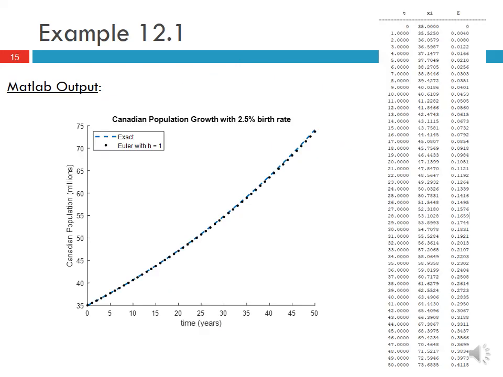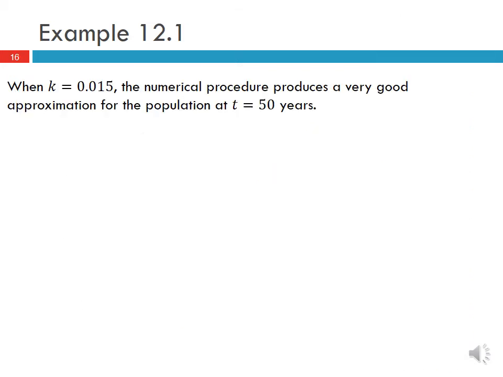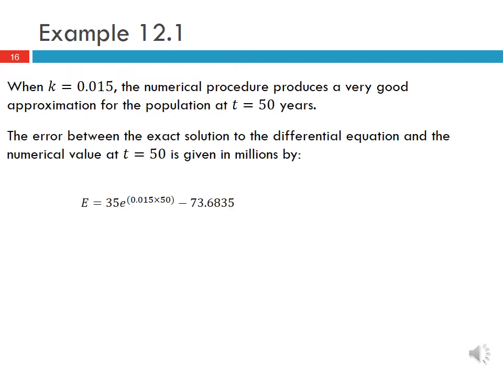And this is implemented in MATLAB and produces the results shown here. So you can see that the exact solution is in the blue dashed line, and the Euler method with h equal to 1 provides a very good estimate of the growth rate over time. So the approximation at 50 years provides a good estimate of that.